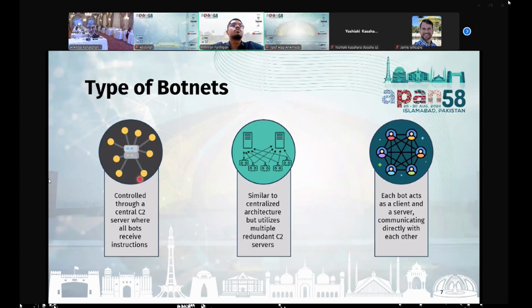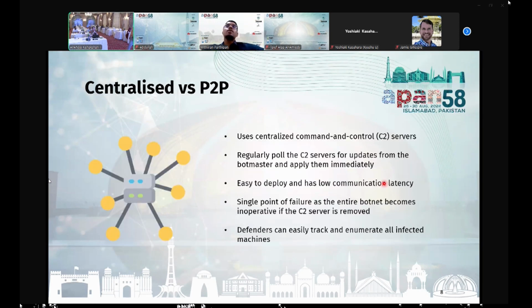There are 3 different types of botnets. The first one is a centralized botnet, where it's controlled through a central C2 server where all bots receive instructions from the bot master. And the second one is the decentralized version of it, where it's similar to a centralized architecture, but it uses multiple redundant C2 servers. C2 meaning command and control servers. And finally, the most interesting part is the peer-to-peer botnets, where each bot acts as a client and a server communicating directly with each other. So I would like to highlight 2 types of botnets. The first one is centralized, and the second one is peer-to-peer.